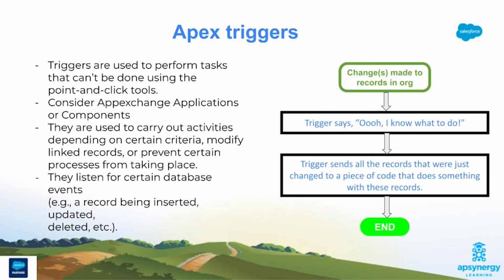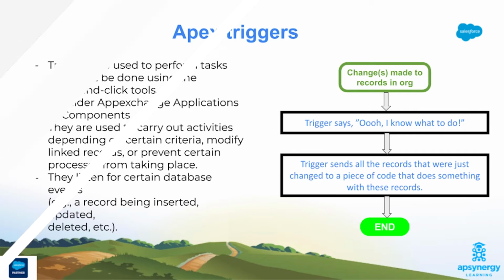So let's come back to our topic of Apex triggers. Primarily, use triggers when standard Salesforce functionality does not cater to your requirements. Don't forget, consider AppExchange applications or components before considering triggers. These have been tested and are in use, and they may fit your client's needs. Triggers are used to carry out activities depending on certain criteria, modify related records, or prevent certain processes from taking place. Triggers listen for certain database events, for example, a record being inserted, updated, deleted, etc.